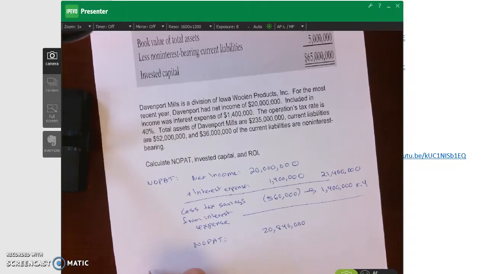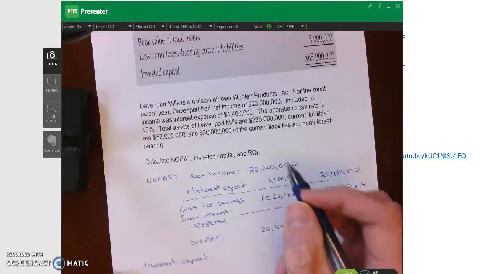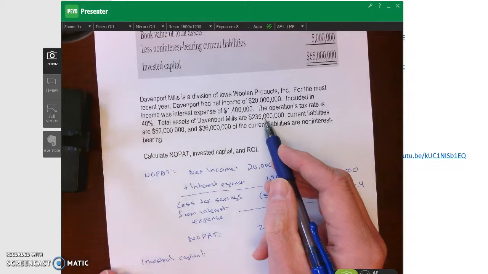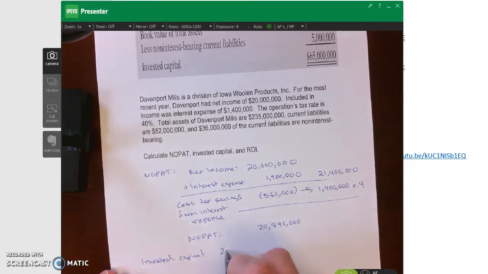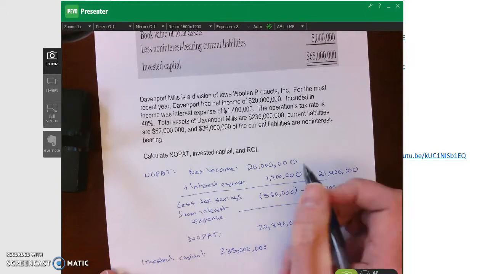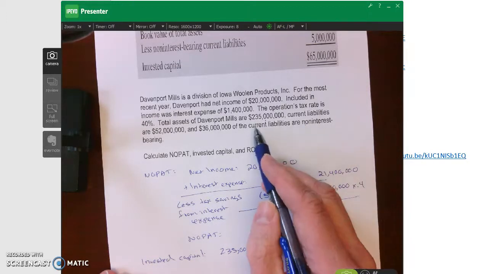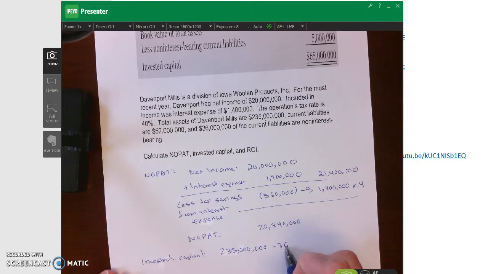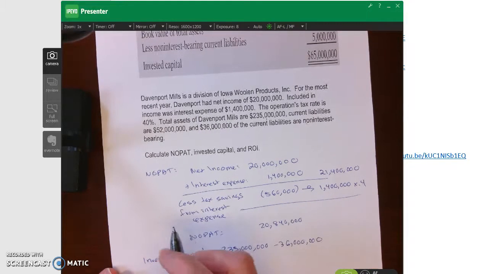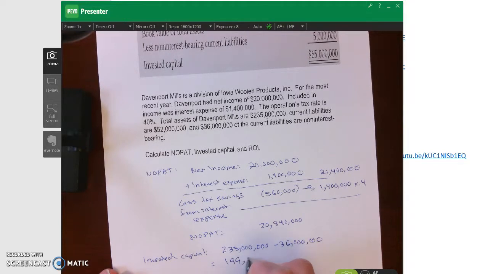Then I come over here and calculate my invested capital. All I have to do is take my assets, the book value, remember this is the book value of the assets, the 235, minus my non-interest-bearing current liabilities, which is given to me at 36 million. When we do the math, we get 199.